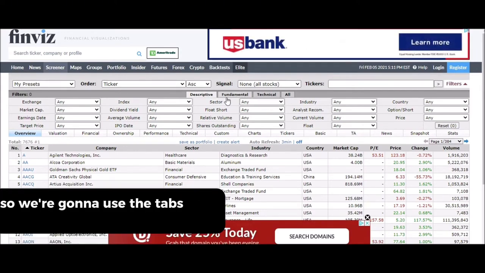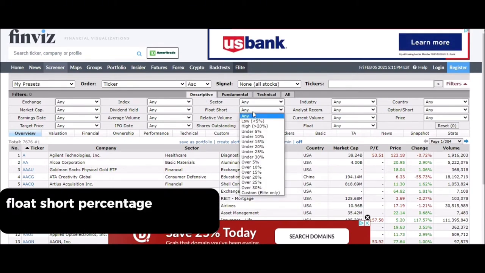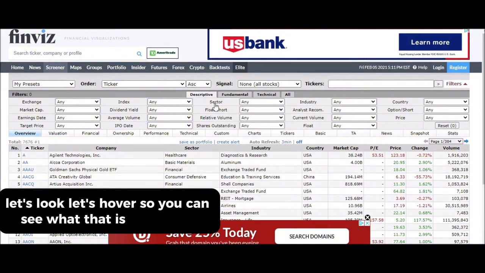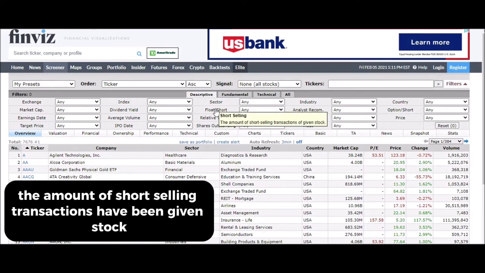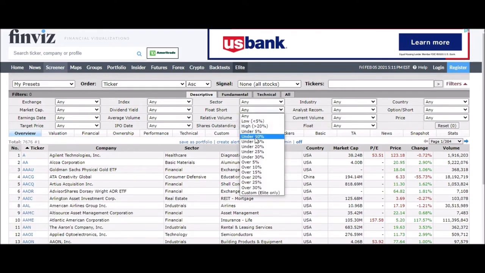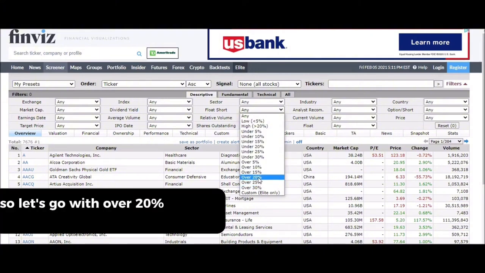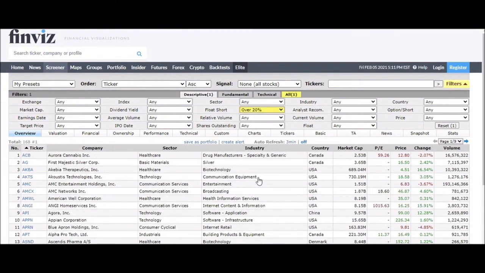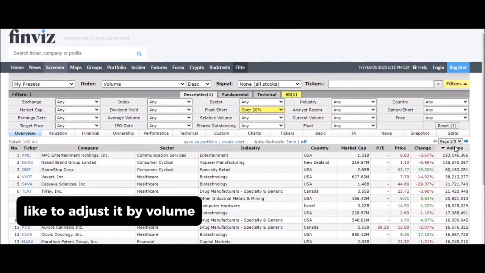So we're going to use the tabs that are right here. First, float short. Percentage of shares here. Let's hover so you can see what that is. Float short, the amount of short selling transactions of a given stock. So we're looking for the percentage of shares that are shorted of the float, the amount of shares out there. So let's go with over 20% for this first one. I like to adjust it by volume.